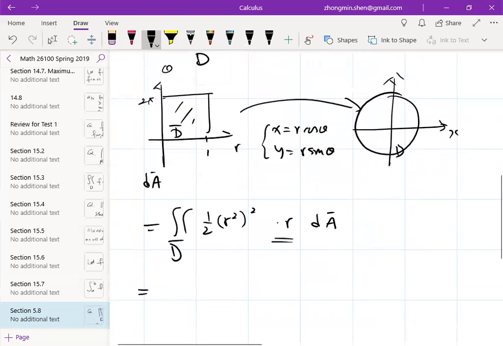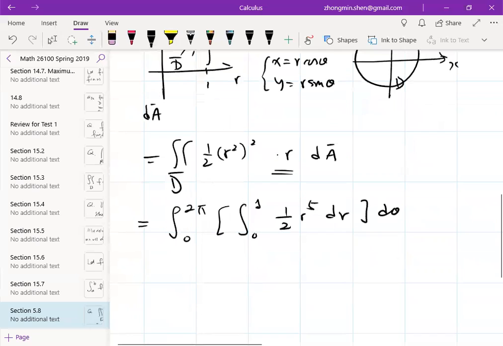If it's a rectangle, you can always write it as an iterated integral, using Fubini's theorem. It's easy. Half of r to the fifth dr and d theta. It doesn't matter which order. Then the antiderivative of this: the theta part gives 2 pi, a constant, and the antiderivative of r to the fifth is r to the 6 over 6, so with the half it's 1 over 12 r to the 6. So the answer will be pi over 6. Did you get that? Okay, so this is the idea.